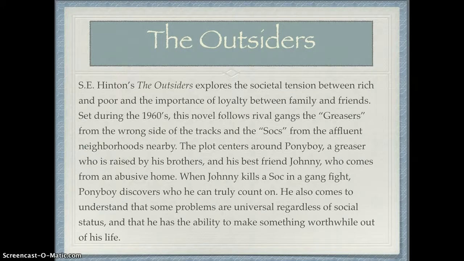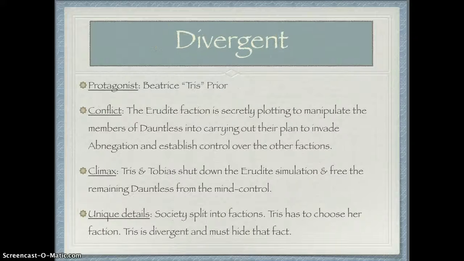Let's take a look at Divergent for another example of a different way to do this. Well, it's the same way, but just a different novel. Our protagonist is Triss. The conflict is that the Erudite faction is secretly plotting to manipulate the members of Dauntless into carrying out their plan to invade Abnegation and establish control over the other factions. Climax is when Triss and Tobias shut down the Erudite simulation and free the remaining Dauntless from the mind control. Sorry. I probably should have told you, if you haven't read Divergent yet and you want to, you should stop the screencast.